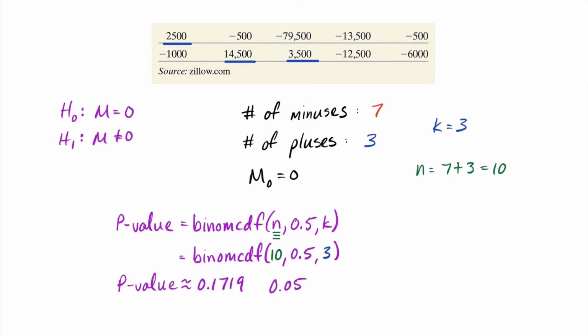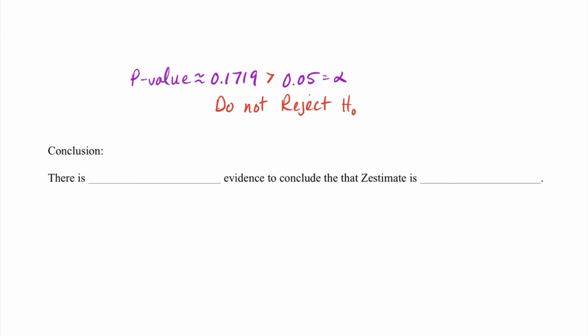Well, comparing that to our alpha level of 0.05, we've got a p-value that is greater than our alpha level, so we do not get to reject H0. And that means we can state our conclusion that there is insufficient evidence to conclude that the Z-estimate is inaccurate. And we're all set with our one sample sign test.